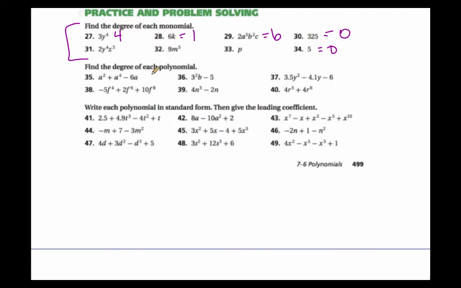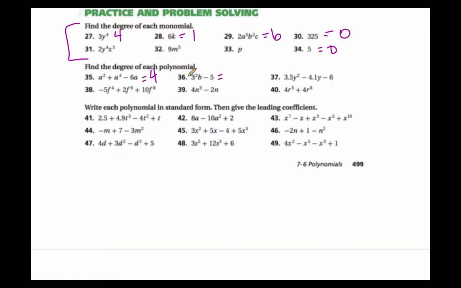Now this says find the degree of each polynomial. Now remember, we don't add them up here, we choose the largest one. Okay, so what's the degree here? 2, 4, and 1. So the degree of this entire thing would be 4. We would say the degree was 4.